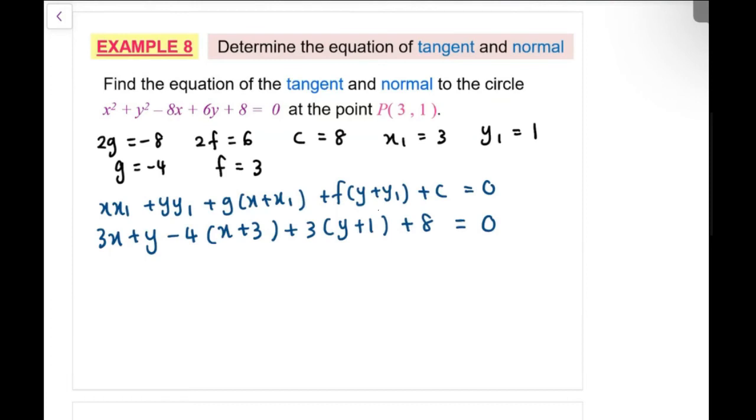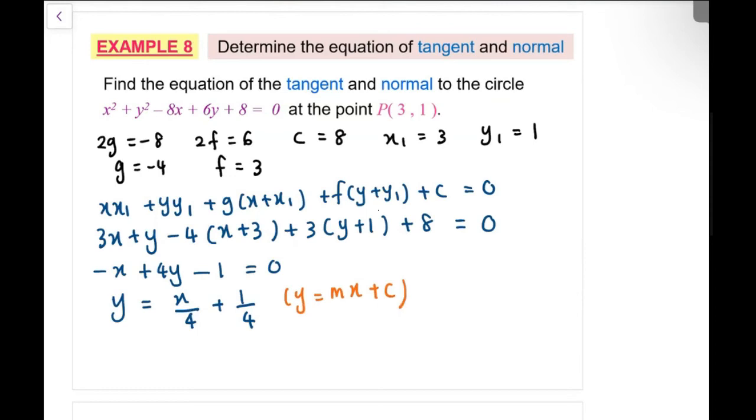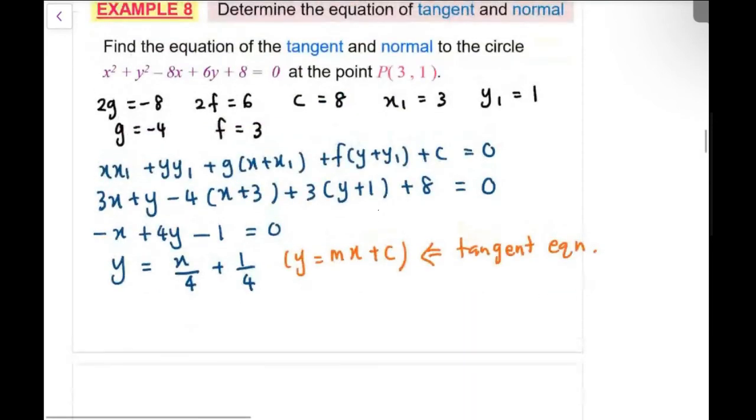After that, we have to simplify this equation to obtain a standard equation of a tangent. So I simplify this out. We will get negative x plus 4y minus 1 equal to 0. If I rearrange into the straight line standard form, we would have y is basically x over 4 plus 1 over 4. This is in the form of y equal to mx plus c. And this is the tangent equation to a circle. Okay, settle with the first part, tangent equation.